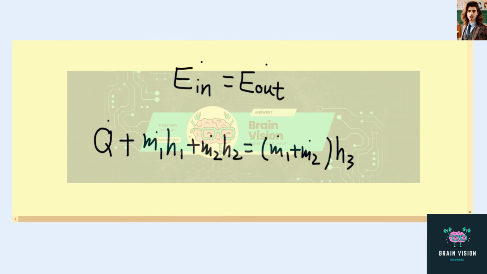Q dot here is the heat transfer from the surroundings. M dot 1 is the mass flow rate for the first ideal gas. H1 is the enthalpy for the first ideal gas. M dot 2 is the mass flow rate for the second ideal gas. H2 is the enthalpy for the second ideal gas. And H3 is the enthalpy for the mixture.